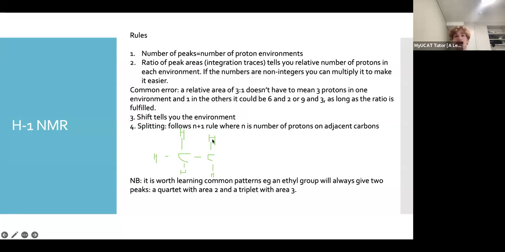But for this proton, its peak is going to be a quartet, because you have three protons on the adjacent carbon. N is 3, 3 plus 1 is 4, and you get a quartet. So I hope that makes sense. It's basically telling you how many protons are on the adjacent carbon.